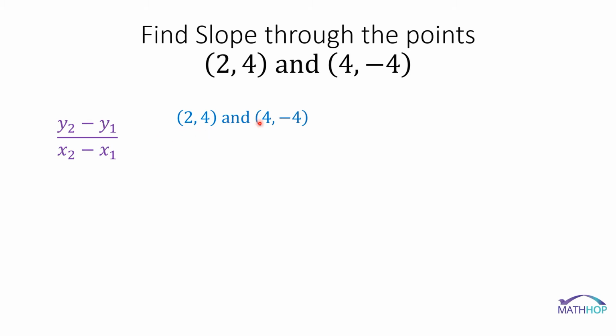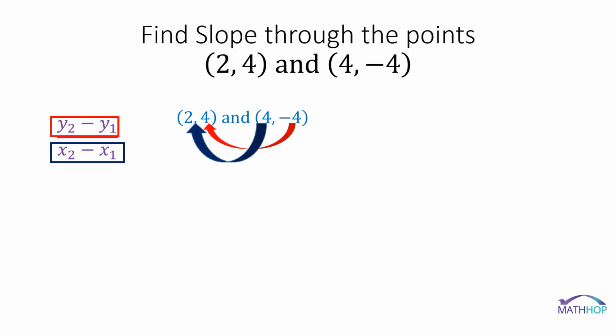And I'm going to call this x2, y2. And let's see how it works out. Let's find our change in y. So y2 minus y1 is negative 4 minus 4, gives us negative 8. Let's look at our horizontal change. x2 minus x1 is 4 minus 2.